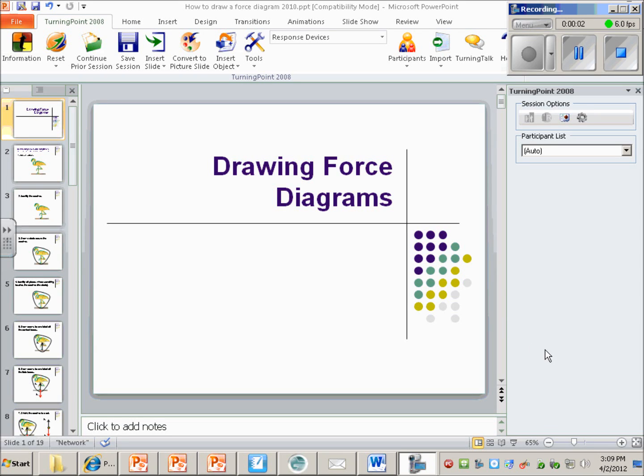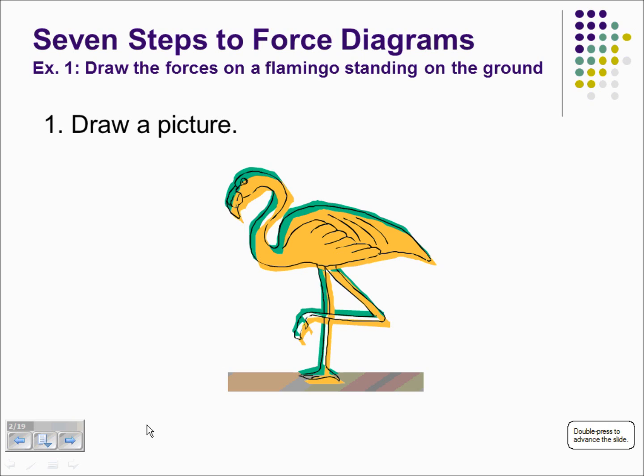If you've realized in physics so far, we've done a lot of drawing diagrams. During electricity, we did circuit diagrams. During motion, we've drawn motion diagrams. And now during forces, we're going to be drawing force diagrams. So the first step is you're going to be drawing the forces on a flamingo standing on the ground.